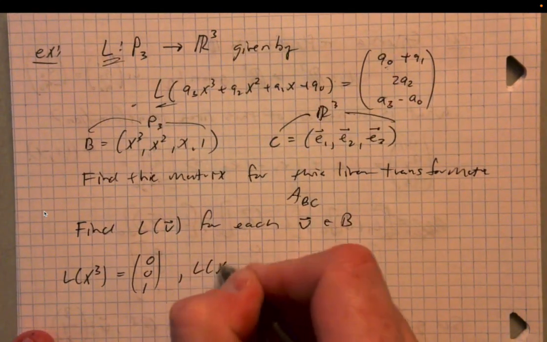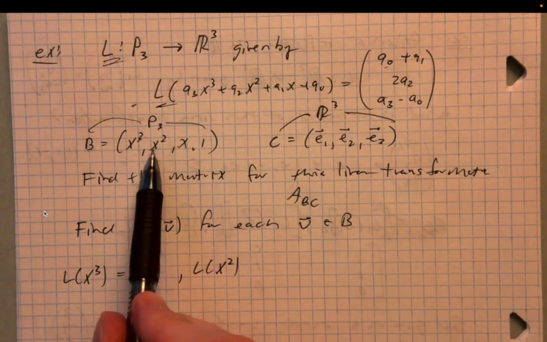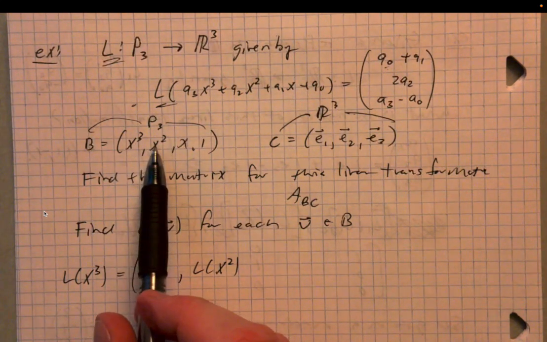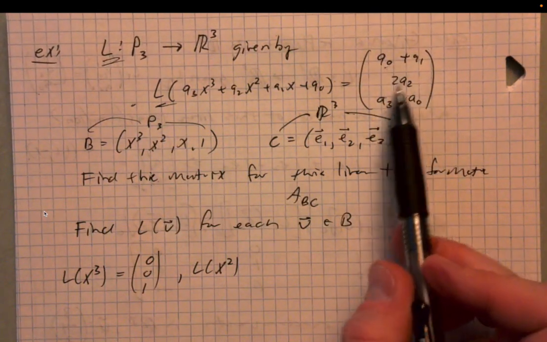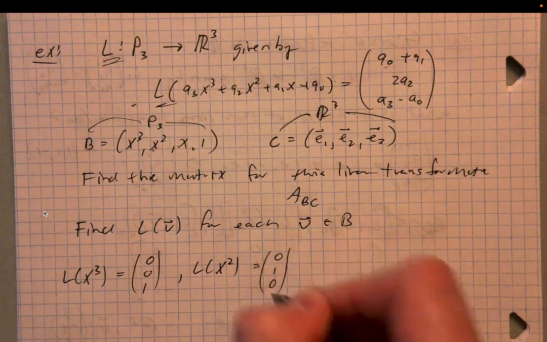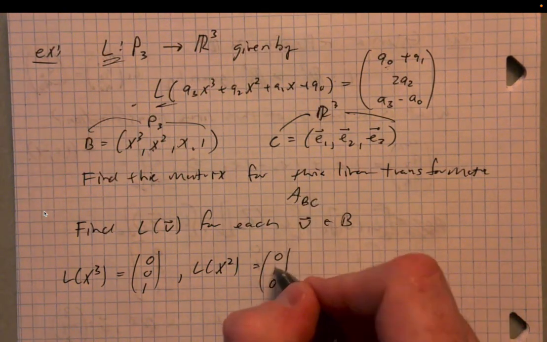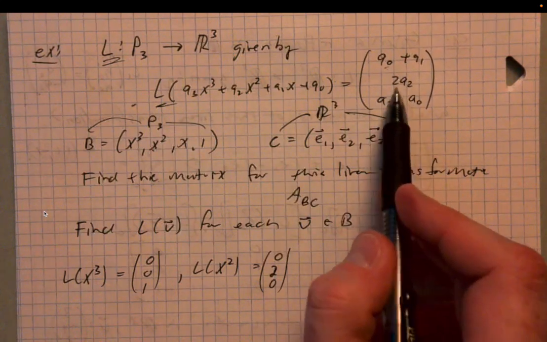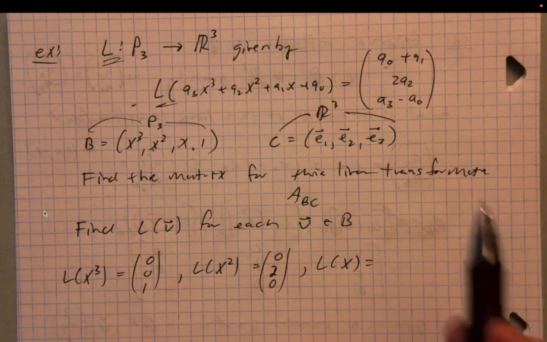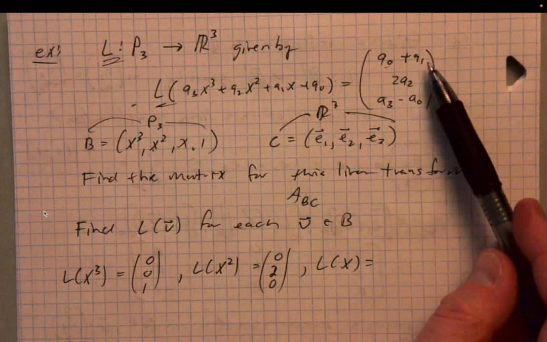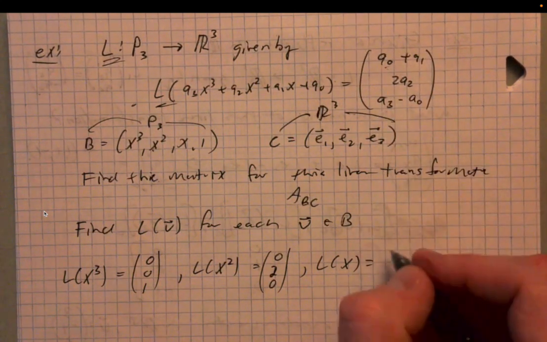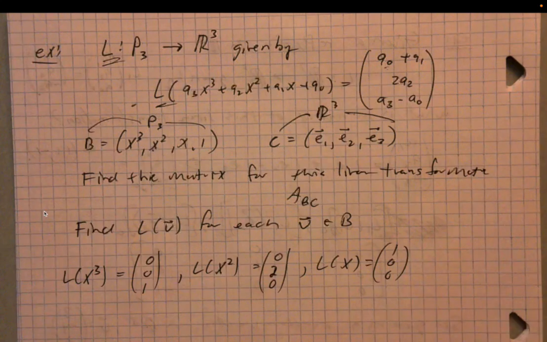What about L of x squared? x squared is the second vector in the basis for P3. It's just going to have an A2. So it's 0 plus 0, 2 times 1, 0 minus 0. So that one is going to be 0, 1, 0. Oh, sorry, 0, 2, 0, so 2 times 1. What about L of x? x is just going to have an A1, so I've got a 1 here. So 0 plus 1, 2 times 0, 0 minus 0. So that'll be 1, 0, 0.